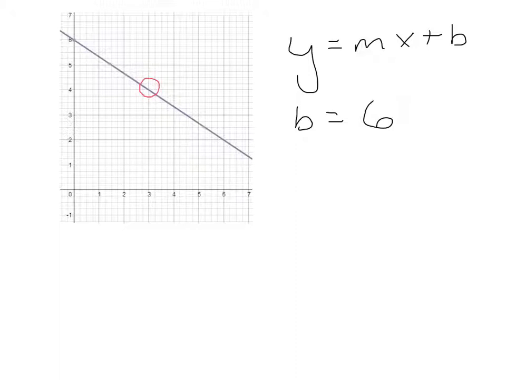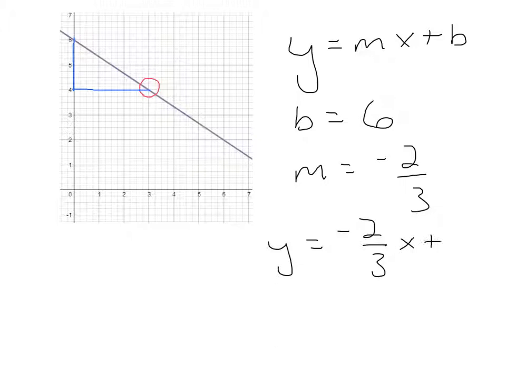That's right there. So to get from 6 to there, I had to go down 2, and then I went over 3 to the right. So that means the slope is going to have a rise of negative 2 and a run of 3. So the equation of the line is y equals negative 2/3 x plus 6.